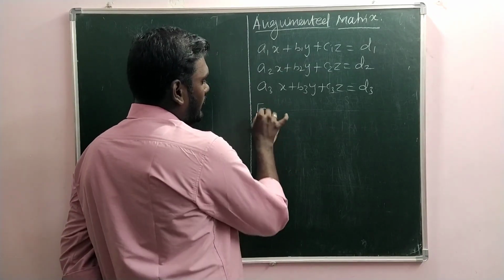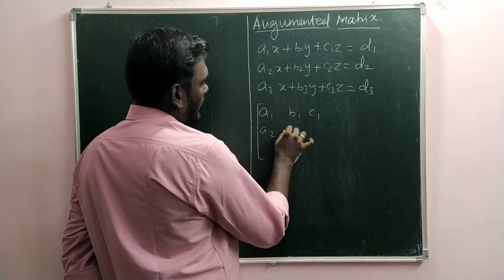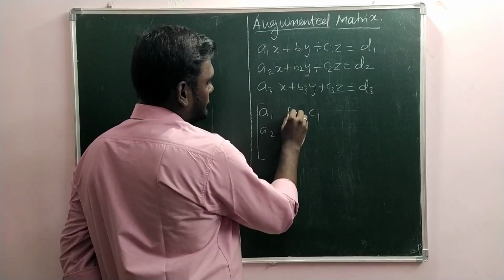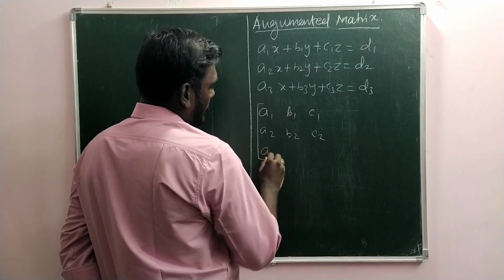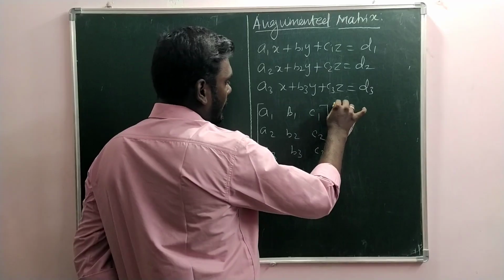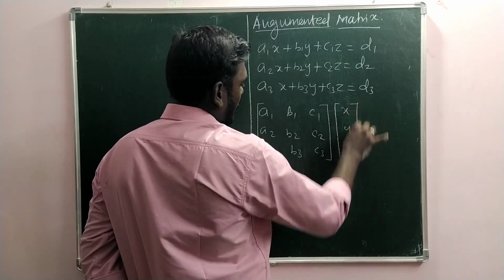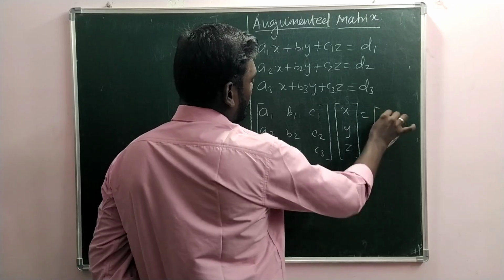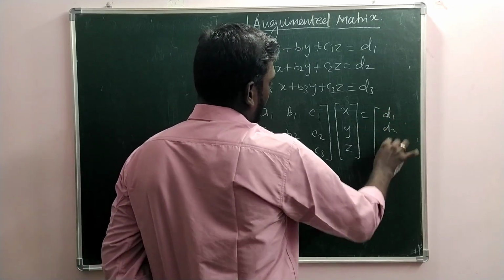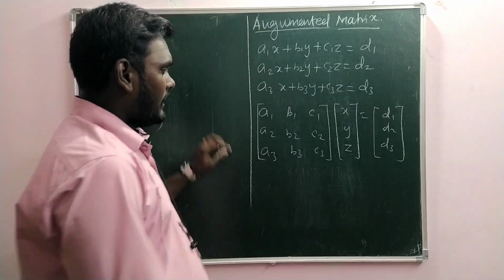We can write this in the matrix format. The coefficients alone will form a 3 by 3 matrix: a1 b1 c1, a2 b2 c2, and a3 b3 c3. The variables alone will form a column matrix x, y, z. This one is d1, d2, d3. How do we write it like this? We just do the matrix multiplication.